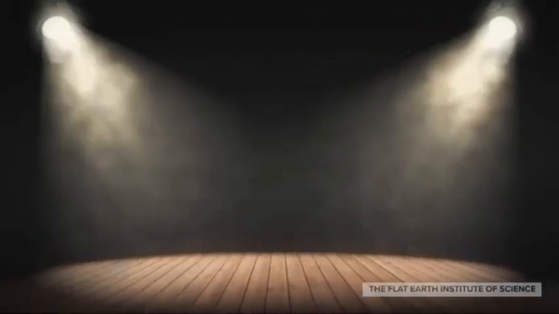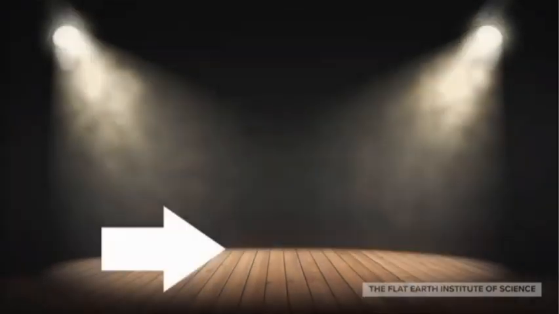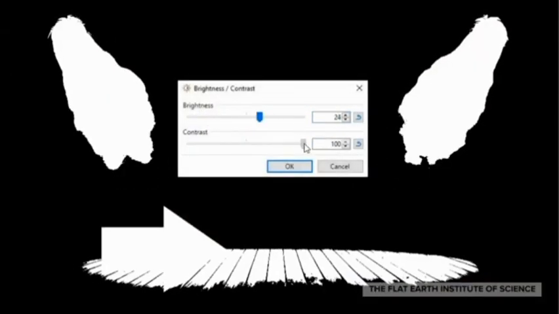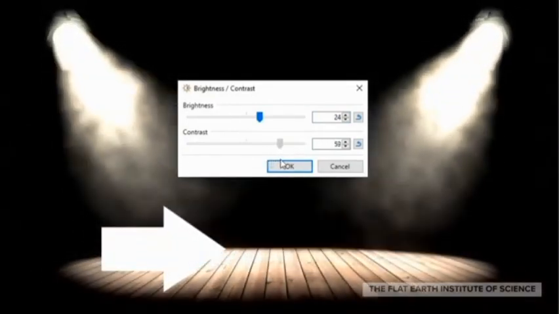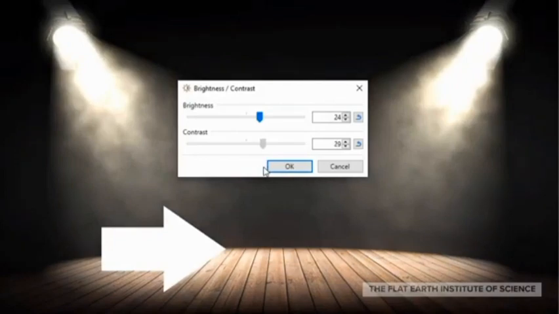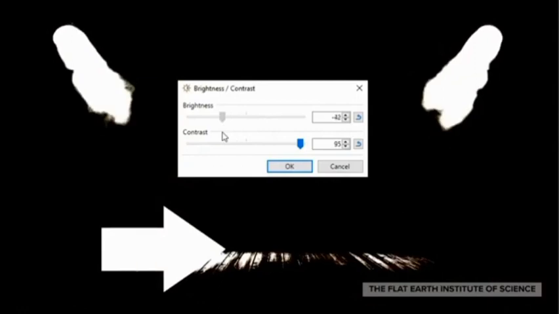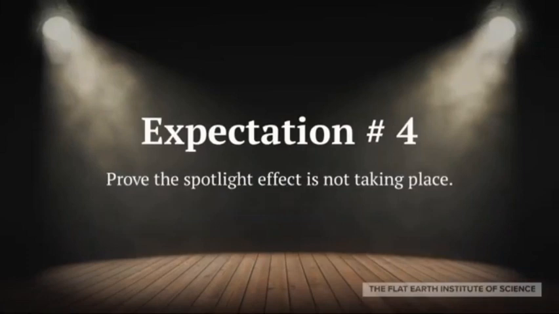Although, you should also keep this in mind. Please notice how this flat stage appears to curve when you shine a circular spotlight on it. Now watch what happens when we adjust that brightness and contrast. That horizon line doesn't appear to be moving anywhere. So that's definitely something that should be taken into consideration. Oh, now it's moving somewhere, but not very much, just a little bit. We'll call this expectation number 4.